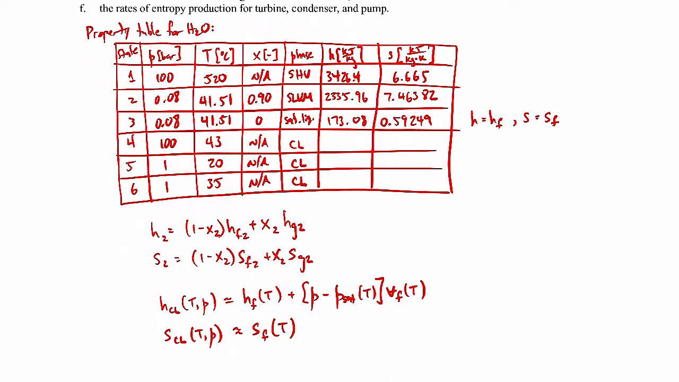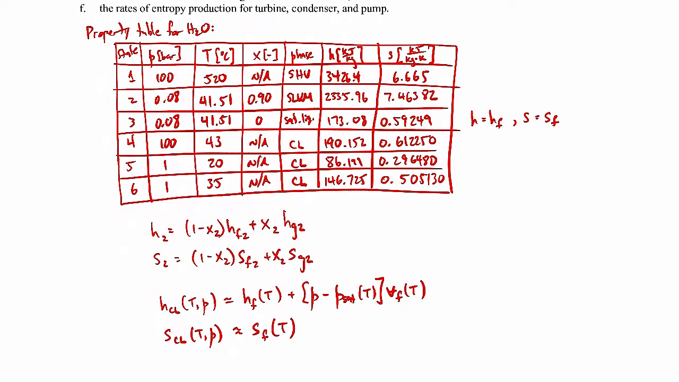So if you work out those numbers, state 4 specific enthalpy is 190.152, specific enthalpy for state 5 is 86.199, specific enthalpy for state 6 is 146.725. Same thing for specific entropies. I'm not going to read the numbers because you didn't pay all your tuition just to hear me read off a bunch of numbers. Okay, so you can just look on the screen and see them.